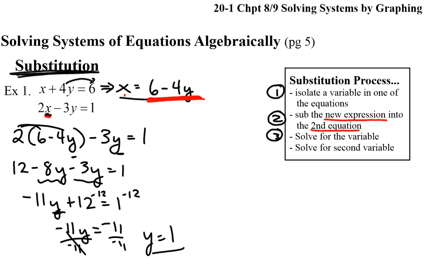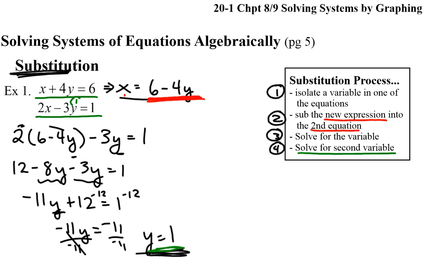We're not finished. Please make sure, once you've solved for a variable, you now need to solve for the second variable. To solve for the second variable, if we look at the original, we have two original equations, and I now think that y is 1. So I'm going to plug into one of them. You could do it with both to check, but I want to substitute my solution back into one of the original equations to solve for my second variable x.